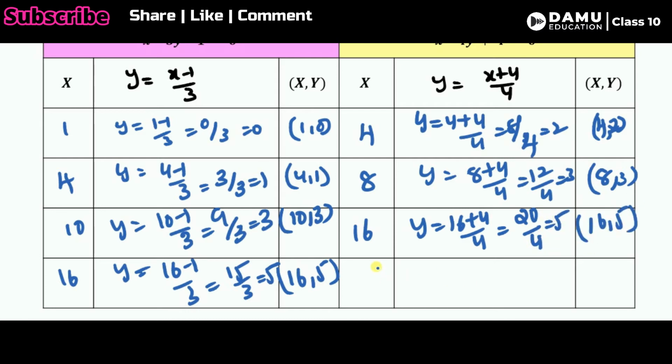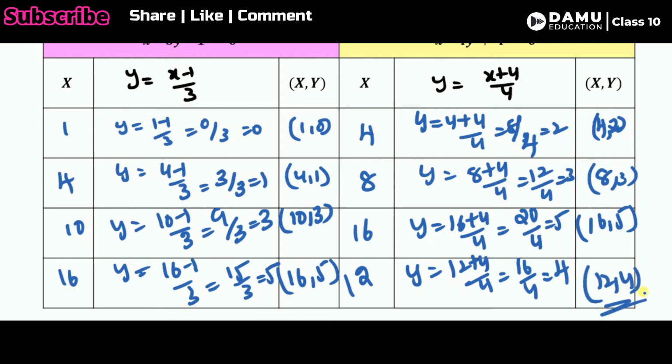Let's keep on finding some solutions. Let's take another one. 4 2s are 8, 4 3s are 12. So if you take 12, y will be equal to 12 plus 4 by 4. We will get 16 by 4, which is 4. So we get 12 comma 4.